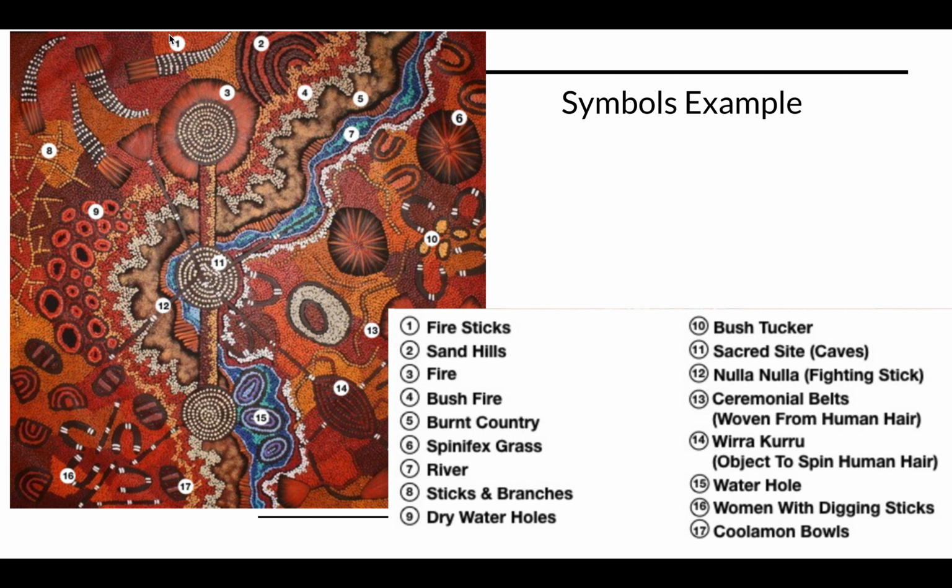So, number one, this is kind of like an example of a sand painting that they would do. This would be wiped away at the end of their ceremony. That way, nobody ever saw it. Obviously, this is an example of that. So, number one, these things are a symbol for fire sticks.